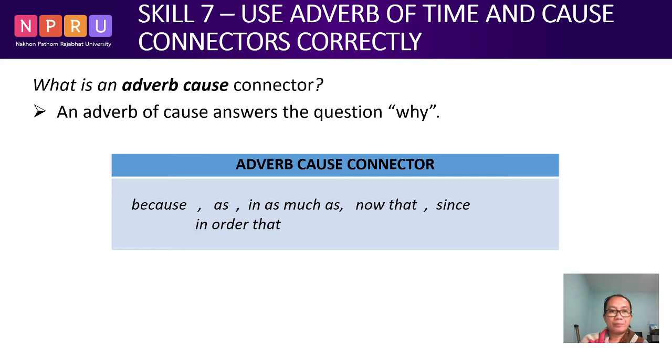So this one, an adverb, of course, answers the question why. So this is another one, an adverb clause connector. So in adverb clause connector, there we have this. Okay, we can see these connectors here: because, as, inasmuch as, now that, since, in order that.